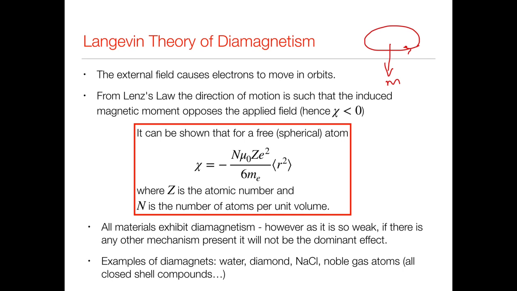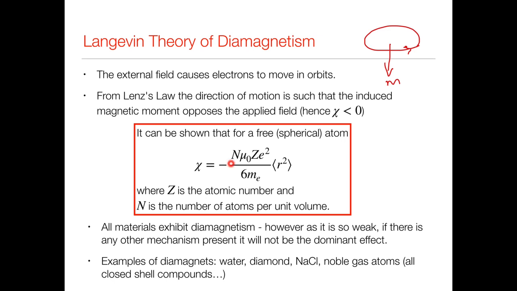So if we've got a spherical atom, a free atom, it could be one of the noble gas atoms, or we could be imagining that a solid is comprised of spherical atoms. That's a reasonably good first approximation. It can be shown that the susceptibility of this is given by this equation here. So we've got our minus sign, that's the diamagnetism.